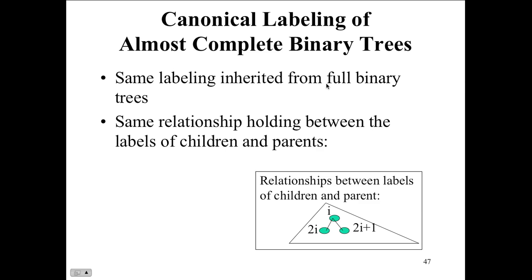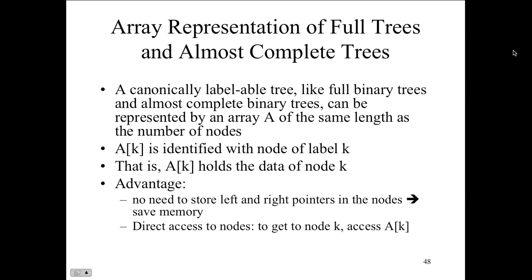The same labeling is inherited from the full binary tree as applied to the almost complete binary tree. So the same relationship holds true. It's the same format. You're just applying it to an almost complete versus a complete tree. So the full tree itself and the almost complete binary tree itself can be represented in terms of an array by flattening out all the items.